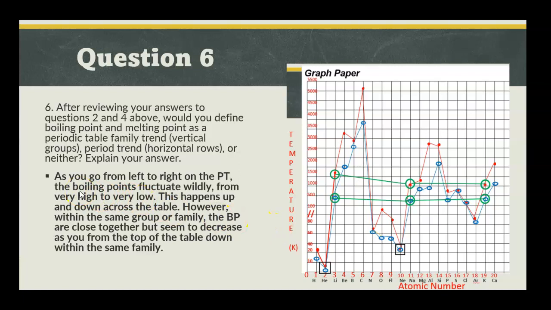As you go from the left to the right on the periodic table, the boiling points fluctuate wildly from very high to very low. So if you look at boiling points, they're here, here, way up here, way down here. They fluctuate. That happens up and down across the table. However, within the same group or family, the boiling points are close together, but they decrease as you go down the table within the same family. Okay, so they're going to have a trend, a family trend.